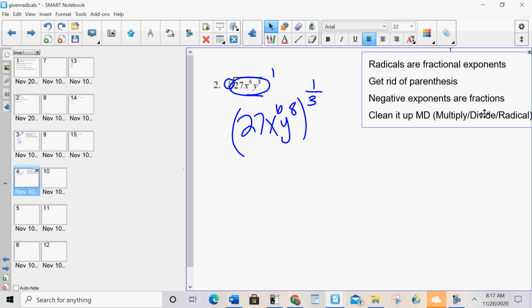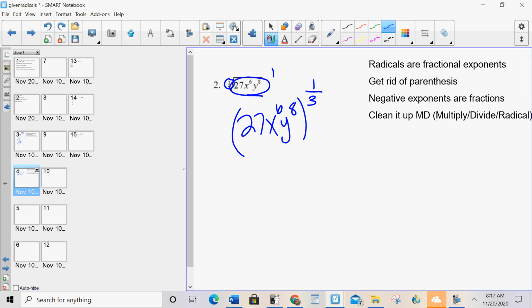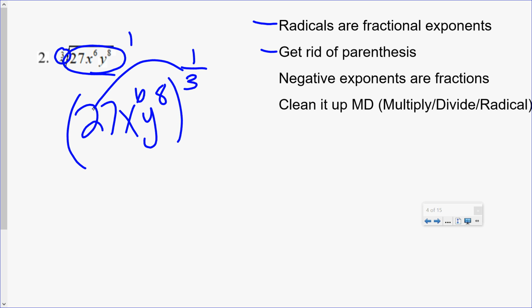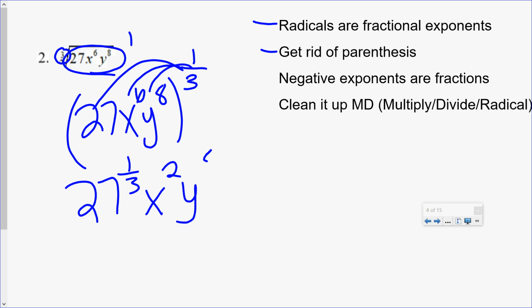Get rid of parentheses. Yes, there are parentheses, so everything inside gets it. Again, from here on out, it's exactly what you did in the last lesson. The only thing that's new is this first step. So 27 gets the 1/3 power, x to the 6th. 6 times 1 is 6, over 3 is 2. 8 times 1 is 8, over 3 is 8/3.